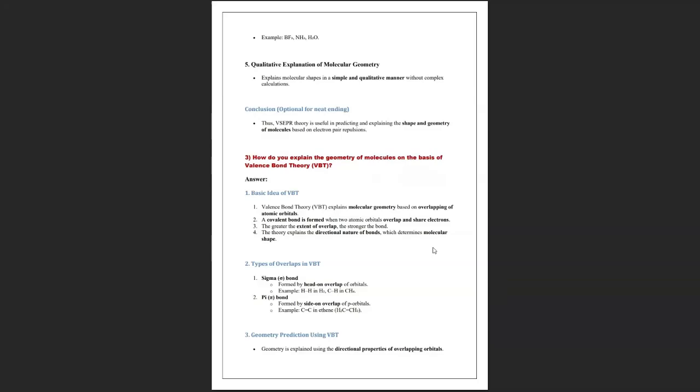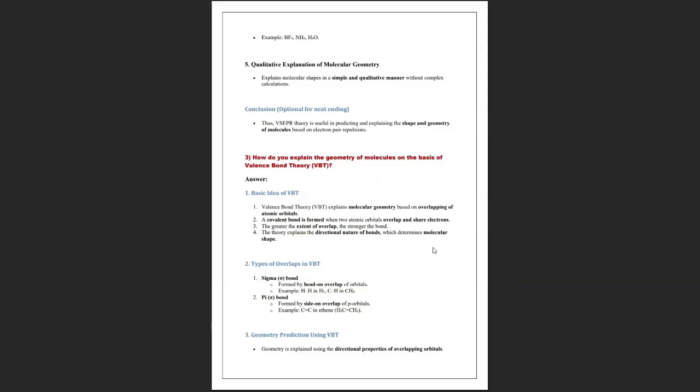They usually ask it as a 10 marks question, and you should start with the definition of VBT. Write the VBT definition, explain geometry using orbital overlap, and then draw a simple diagram. A clear diagram fetches extra marks, so don't skip the diagram, draw a clear diagram.